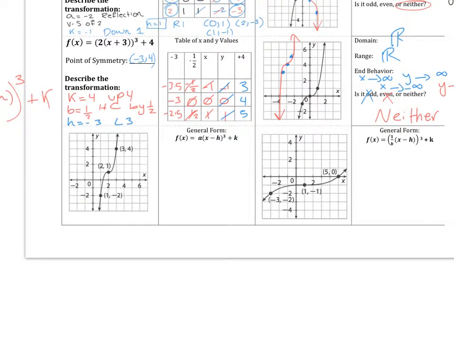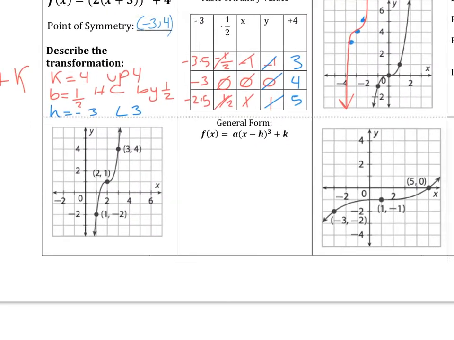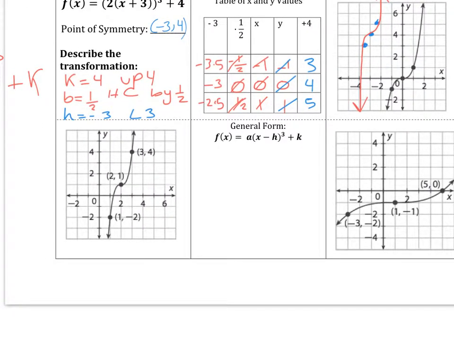Now in this second problem, the graph is given, and I need to figure out the equation. Now let's look at this graph. What's the point of symmetry? 2, 1. So if I know that the point of symmetry is 2, 1, then I know that my h is 2 and my k is 1.